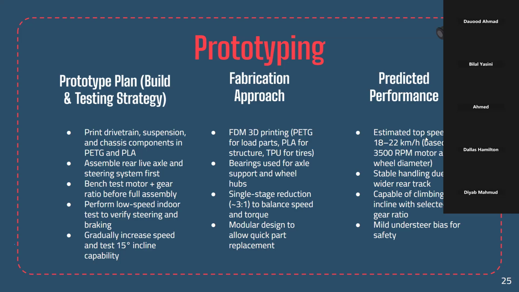And for our physical performance, based off our wheels and our gear ratios and the RPM of the motor, we feel like we can get to around 18 to 22 kilometers per hour, and it should be able to climb a 15-degree incline with our gear ratios as well.